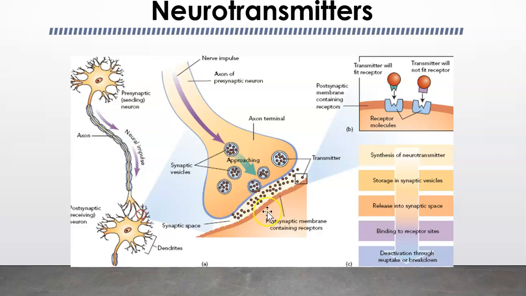The neurotransmitters will then bind to specific receptor molecules on the postsynaptic cell. This would be the dendrite of the postsynaptic cell. What this image up here on the right is showing is that different neurotransmitters have different receptor molecules that they'll bind with. You can think of it as a lock and key situation. You have to have the right key in order to open the right lock.